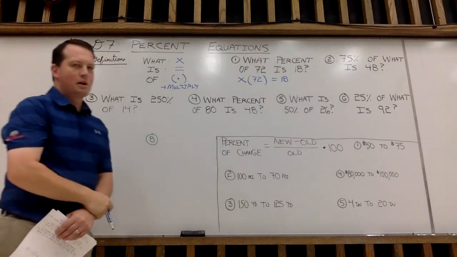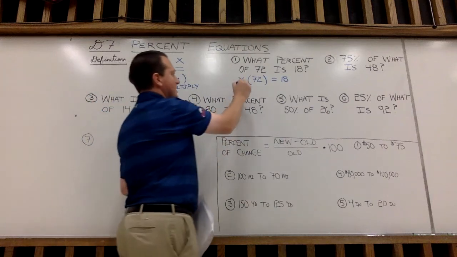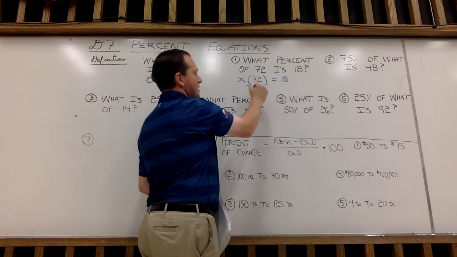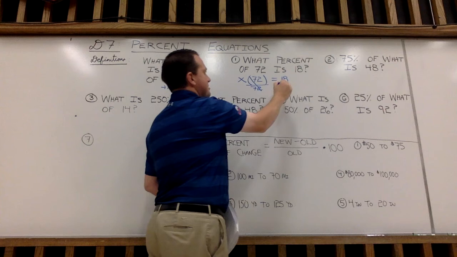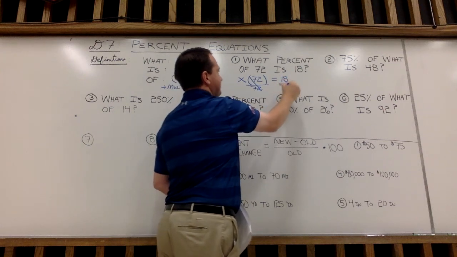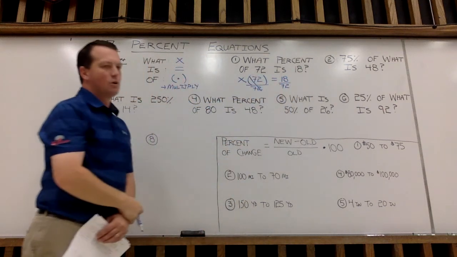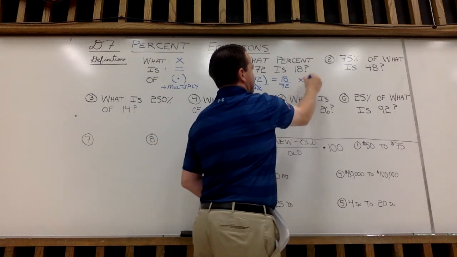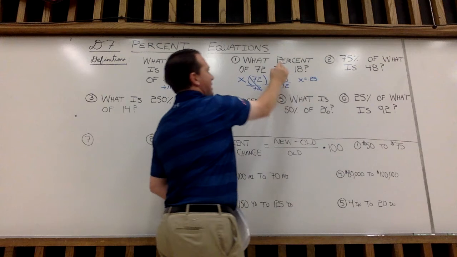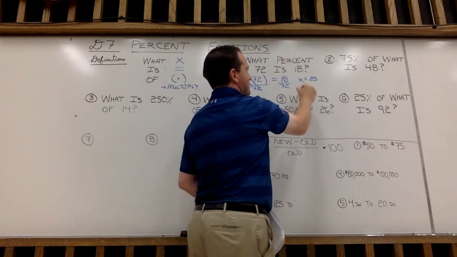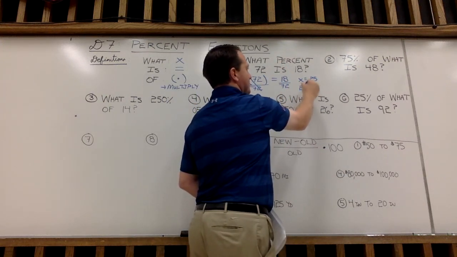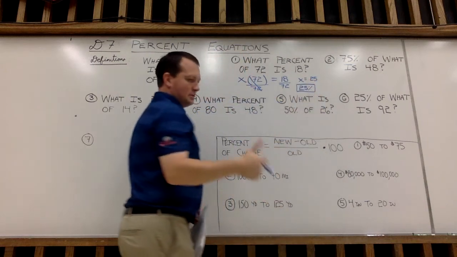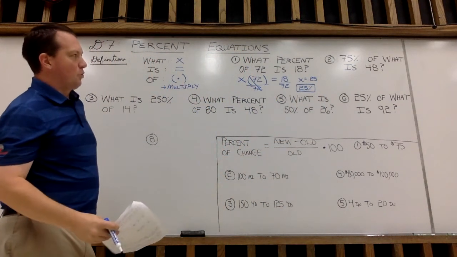Again, my goal is to solve for the given variable. To get x alone, I'll undo multiplying by 72, so I'll divide by 72. So x will equal 18 over 72. That is 0.25. And I just want to write that as a percent, so 25%. Hopefully that is straightforward there.